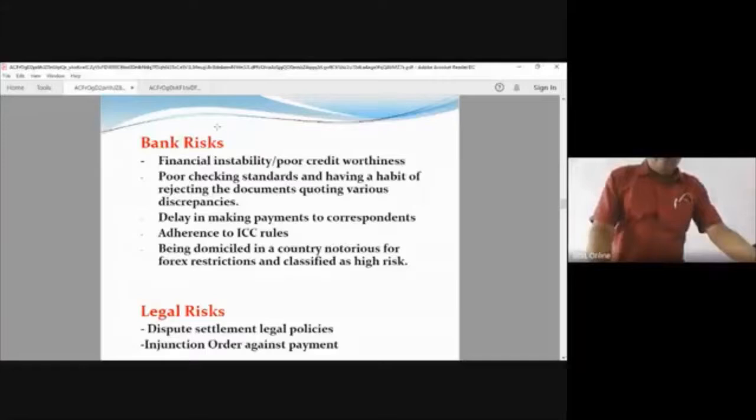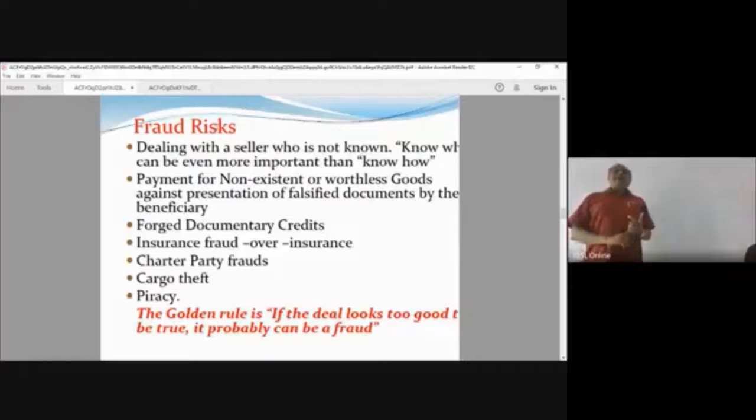Fraud risk. Dealing with a seller who is not known. Know who can be even more important than know how. That's another golden rule I always discuss with my students. Right? Know who can be even more important than know how.